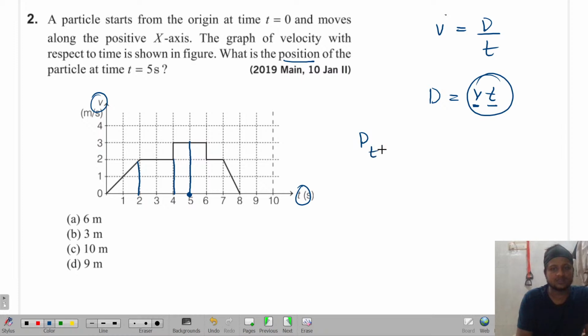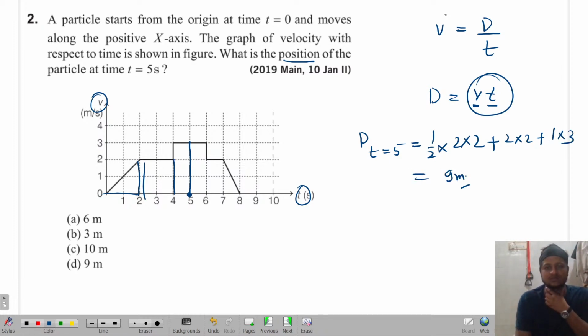So position at t is equal to 5 is going to be area. First, half into base is 2, height is 2, so half into 2 into 2, plus base is 2, height is 2, so 2 into 2, plus this is 1 and height is 3, so 1 into 3. If you solve this, this is equal to 9 meters. Got it or not? This is very easy.